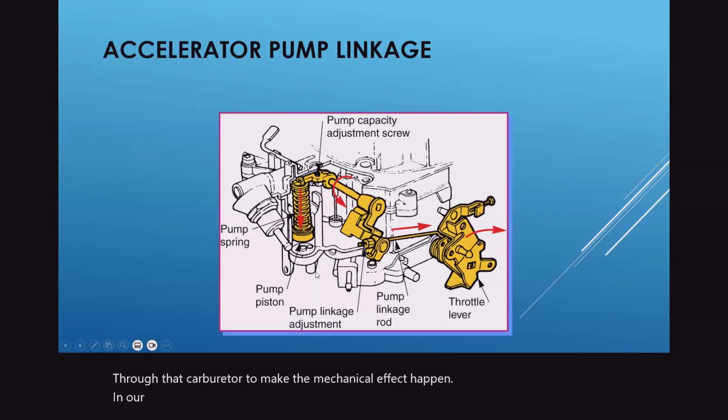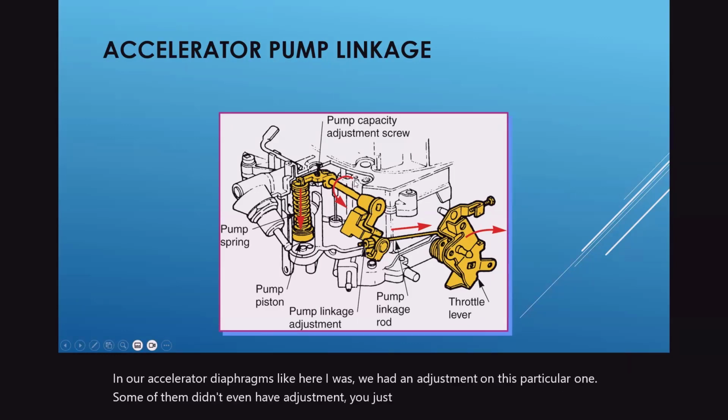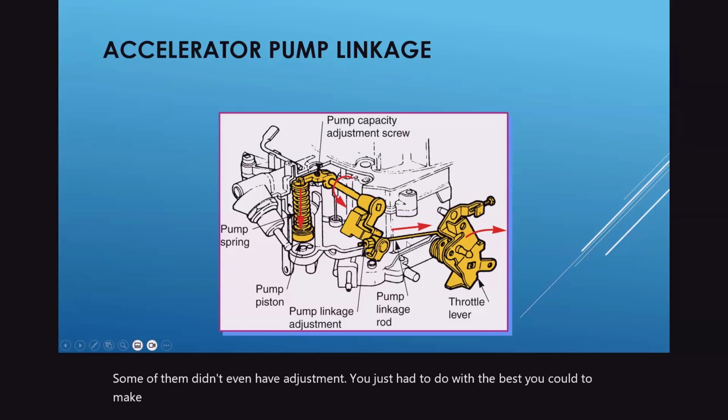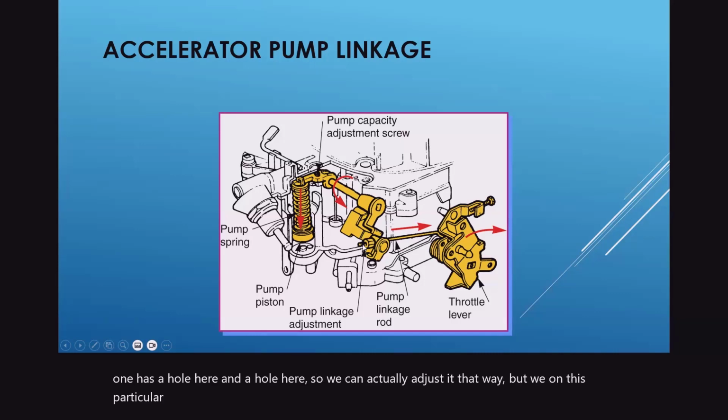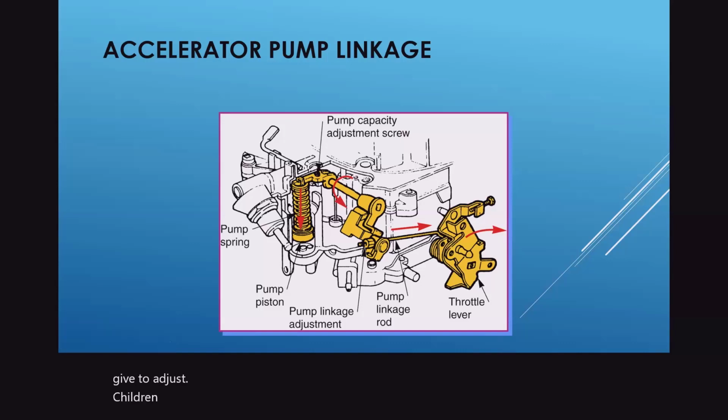And on our accelerator diaphragms, like here, we had an adjustment on this particular one. Some of them didn't even have adjustment. You just had to do the best you could to make sure the rods were connected, and some would have stepped linkage. Like this one has a hole here and a hole here, so we can adjust it that way. But on this particular one, we had a nut that allowed it to adjust to the precise amount of fuel, without making it stall if we had too much or too little.